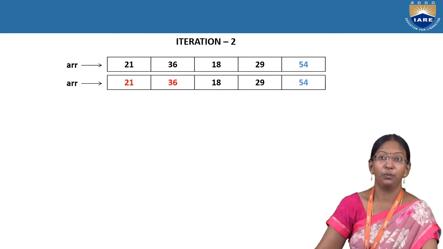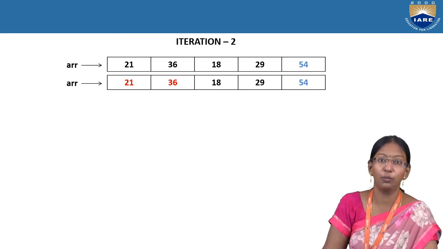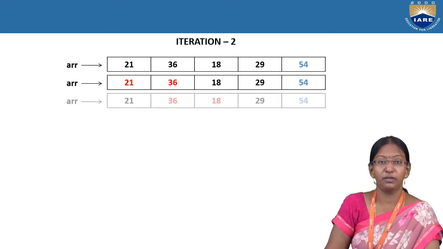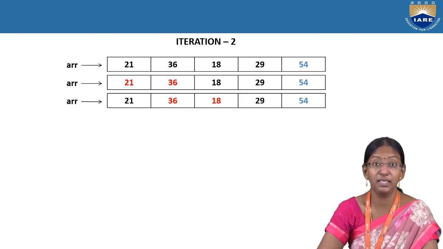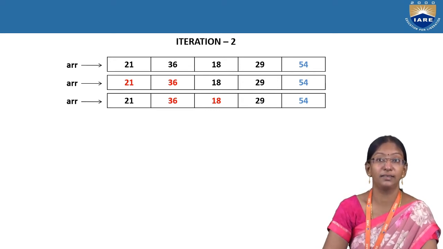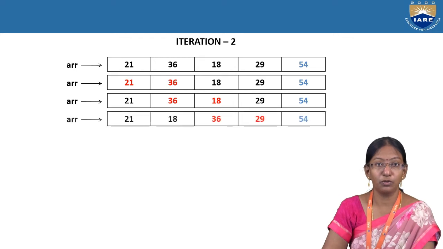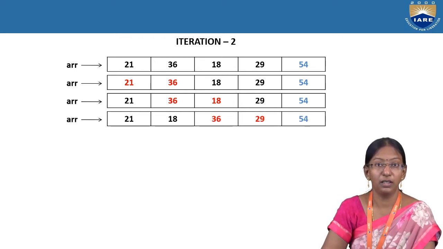Compare 21 and 36. Is it violating the rule? No, 21 is less than 36. Not a problem. Shift the pointers. Comparison between 36 and 18. It violates the rule. 36 is greater than 18. Swap those values. Once you swap those values, this is the list which you are going to get: 21, 18, 36 and 29.